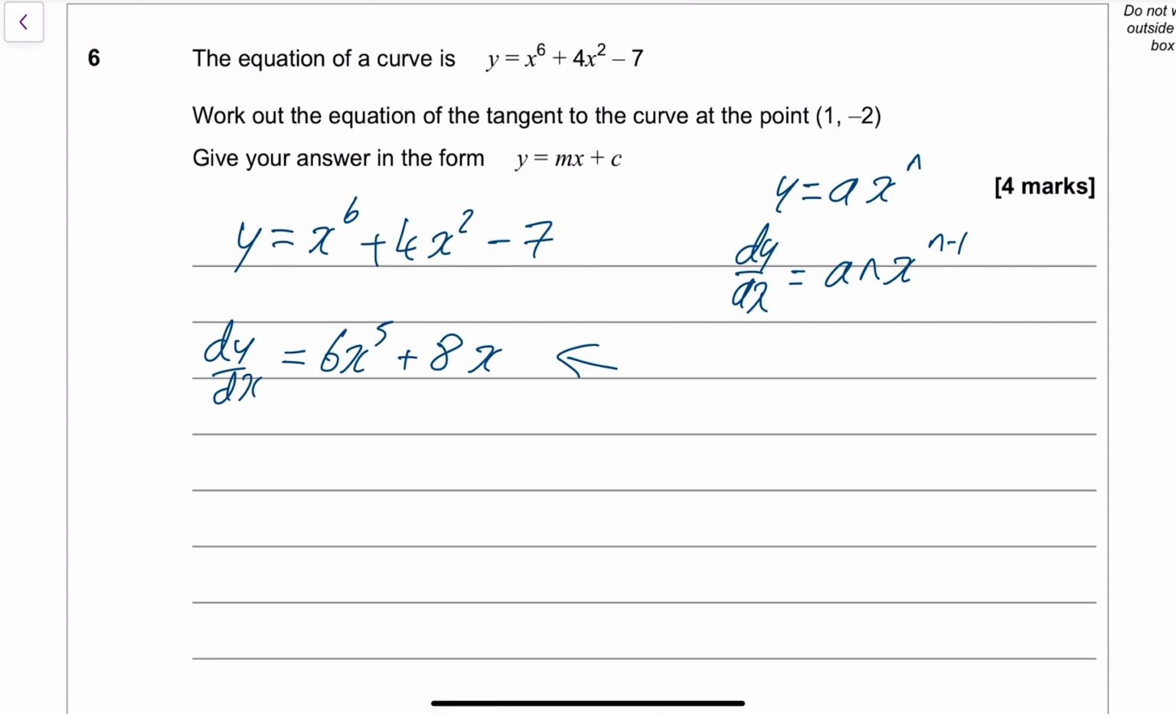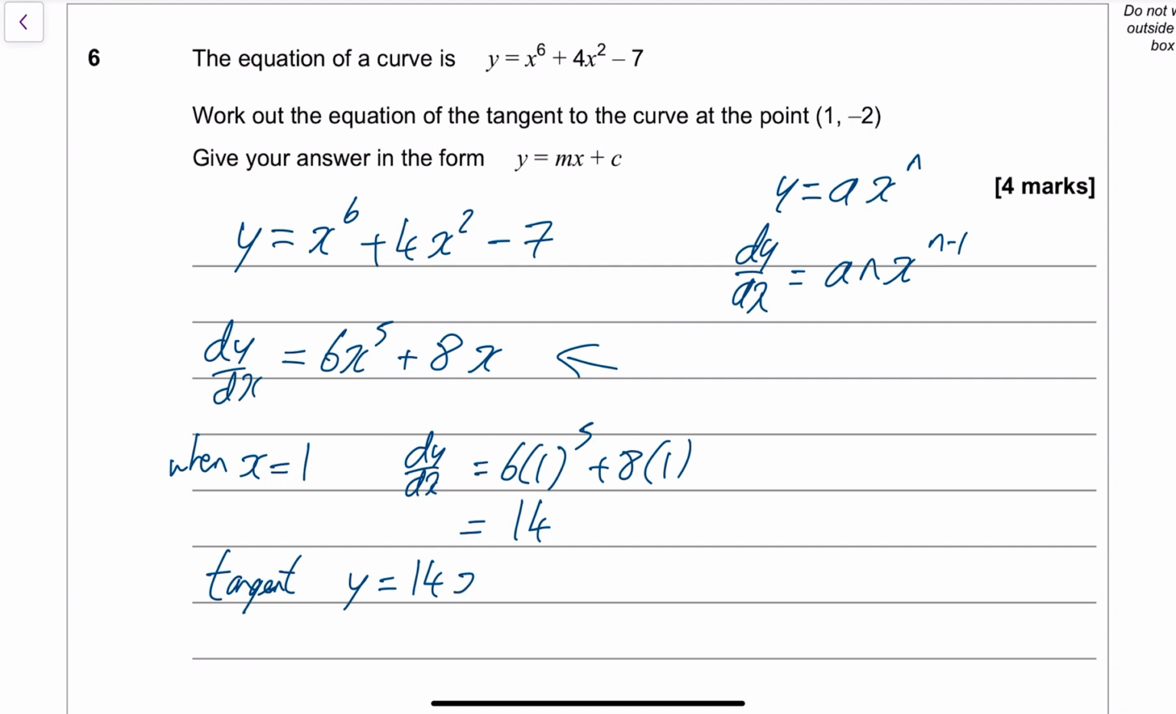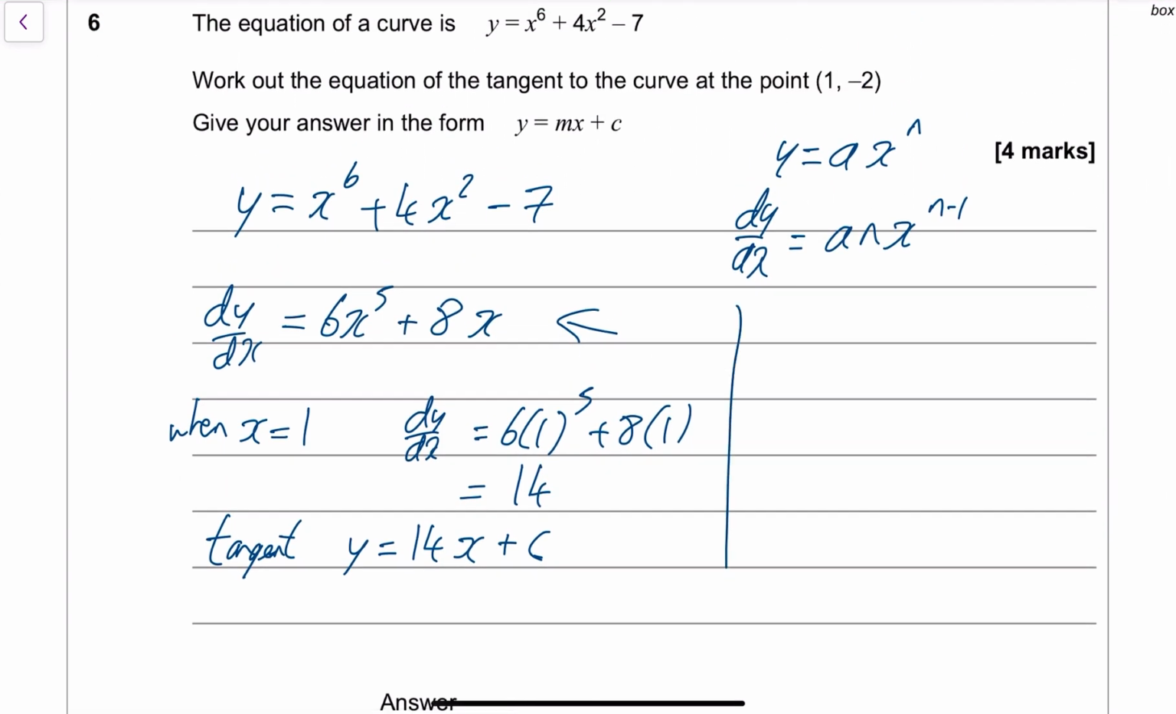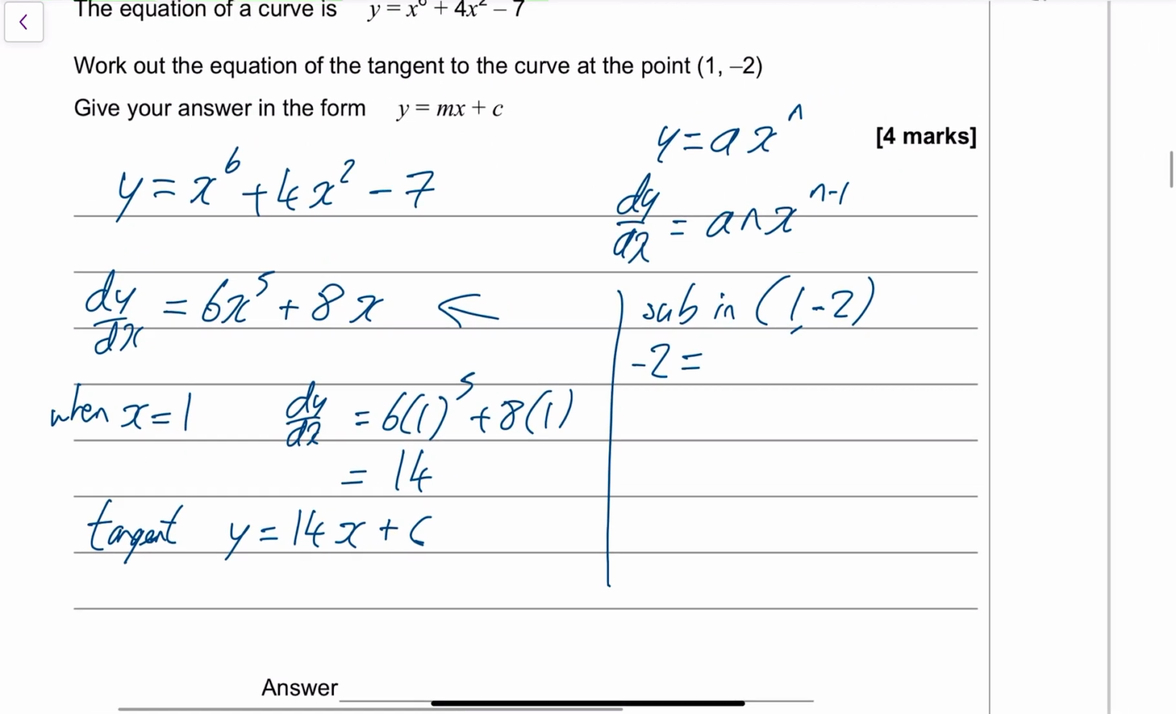So at the point 1, minus 2, so just say when x equals 1, dy by dx will be 6 times 1 to the power of 5 plus 8 times 1, which is going to be 14. So your tangent is y is equal to 14x plus c. Okay, and then we need to find the c. We've got to sub in the point 1, minus 2. So just say sub in, run out of space here. 1, minus 2. You really shouldn't run out of space. There's plenty of room there if you were doing this on a regular bit of paper.